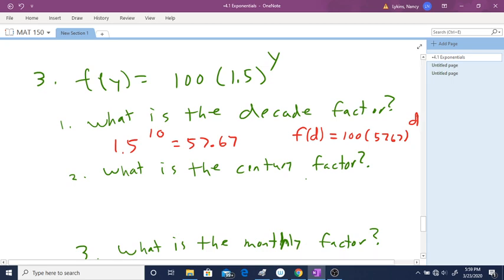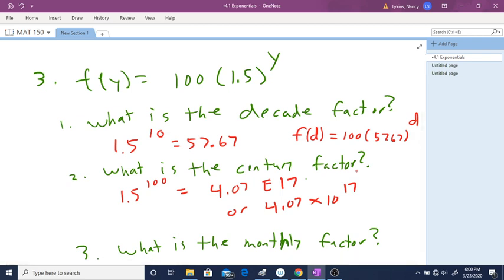Now, century. Go back to the original. How many years are there in a century? Well, there's 100. So I'm going to still do 1.5, and now I'm going to raise it to 100. Now this is going to be a large number, and you're probably going to get something like 4.07, and it's probably going to say something like e to the 17, or it may say 4.07 times 10 to the 17. That's what that means. It's very large, and I'm sure most of us would like to see this in our bank account.